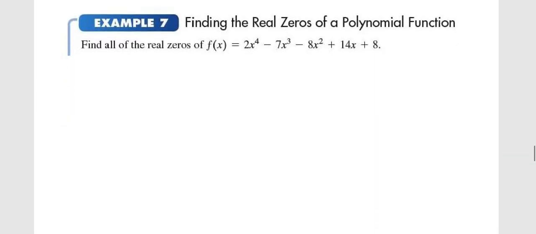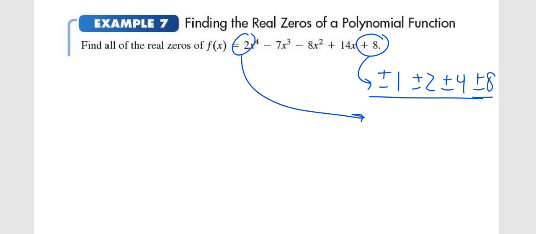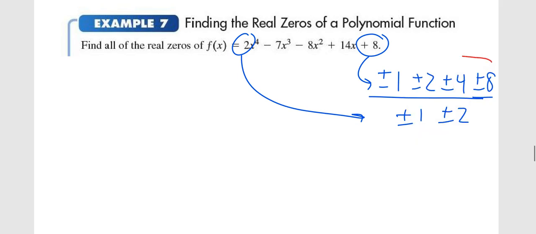Okay, let's do it again. Alright, so we need factors of 8. What goes into 8? 1, 2, 4, what else? 8. Okay. How about factors of the leading coefficient? 1 and 2. If we take these 8 numbers and divide by plus and minus 1, what does our list look like so far?